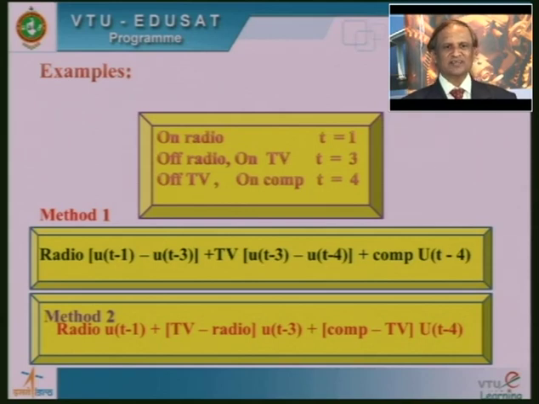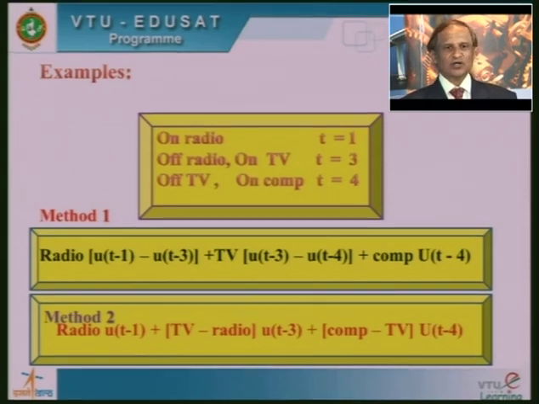I want to repeat once again. I want to switch on the radio only at t equals 1, and I want to switch off the radio and switch on the TV at time t equals 3. Is it clear? Again, I want to switch off the TV at 4 o'clock and switch on the computer. So how am I going to write this using a unit step function? There are 2 methods.